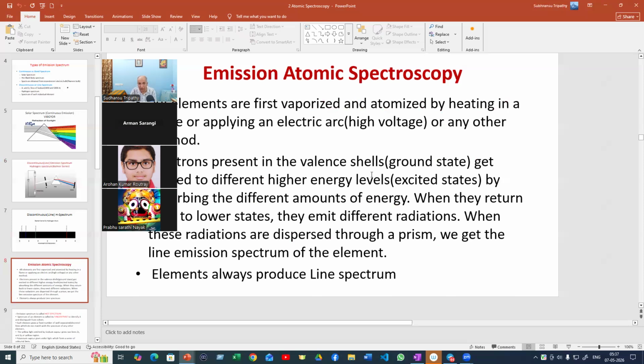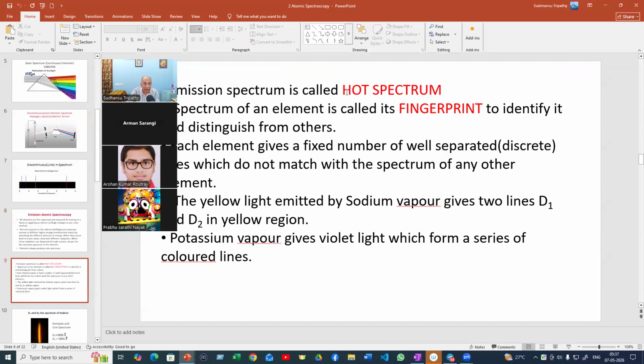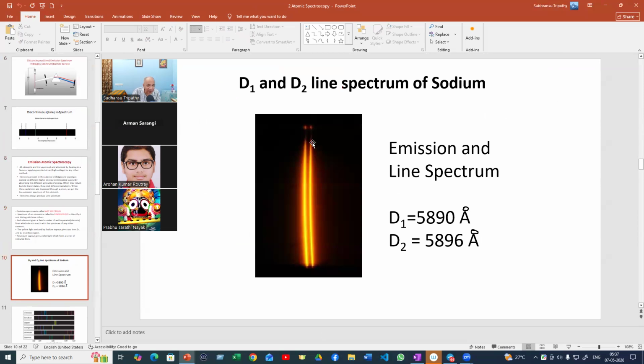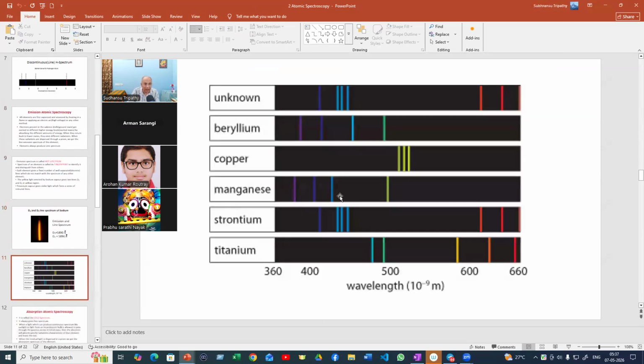So I'll be showing here that hot spectrum, which is called the emission spectrum, and that is the fingerprint of any element or compound that gives the true identity of that particular element. This is the yellow line, D1 and D2 line, 5890 called D1 line, and the second line is 5896. Similarly, strontium has these lines, 1, 2, 3, 4, 5, 6. Nobody will match with nobody.